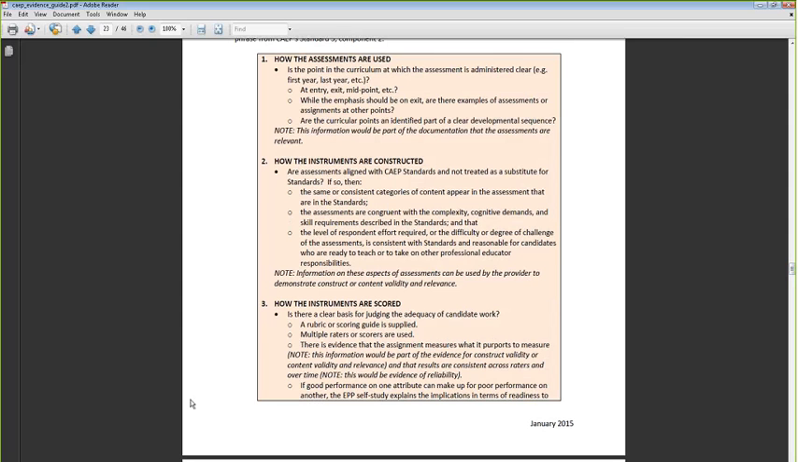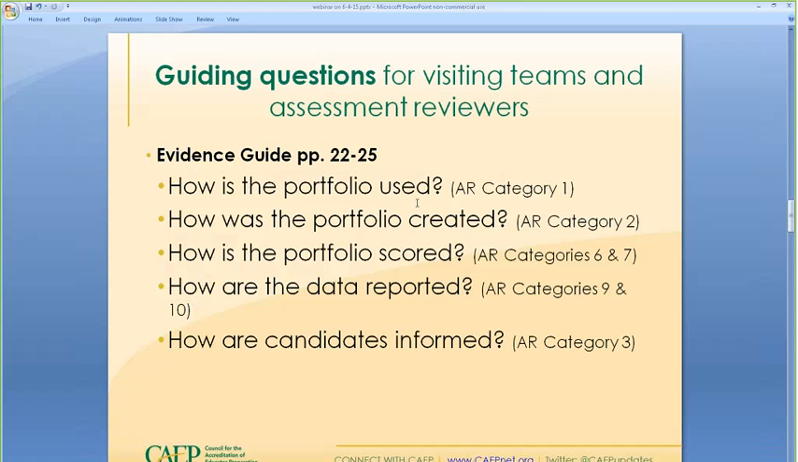So to go back to my PowerPoint slide, you'll notice that after each one of these 5 questions included in the evidence guide, I've also included a note about AR Category 1, AR Category 2. In these cases, I'm referring to CAPE's assessment rubric. Let me open up the assessment rubric so that you can see what I'm talking about when I say Category 1. So here's our CAPE assessment rubric.